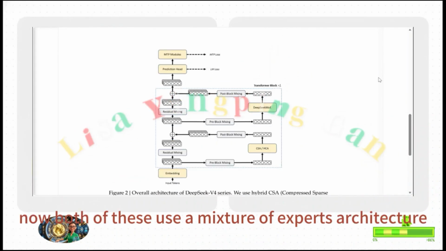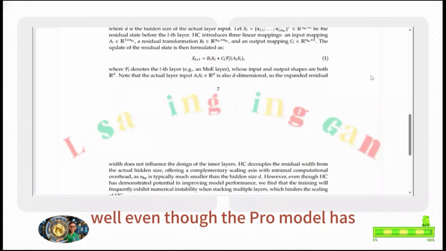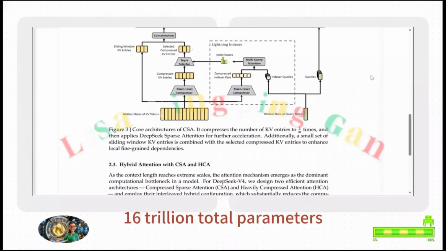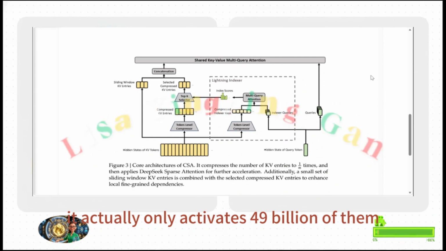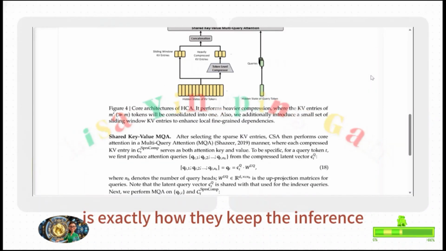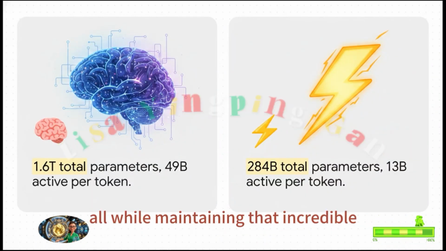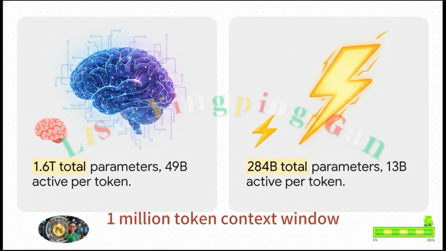Now, both of these use a mixture of experts architecture. What does that mean? Well, even though the Pro model has 1.6 trillion total parameters, it actually only activates 49 billion of them for any single token. And that right there is exactly how they keep the inference compute cost so remarkably low, all while maintaining that incredible 1 million token context window.